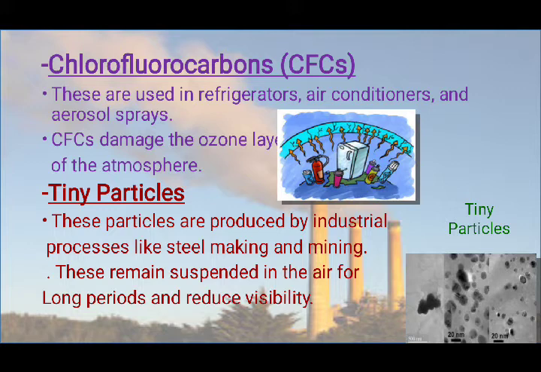Another air pollutant is tiny particles. You are able to see certain very small particles which are suspended in the air. These particles are produced by industrial processes like steel making and mining. These tiny particles remain suspended in the air for long periods and reduce visibility. So whenever these tiny particles are suspended in the air, the visibility gets lowered.